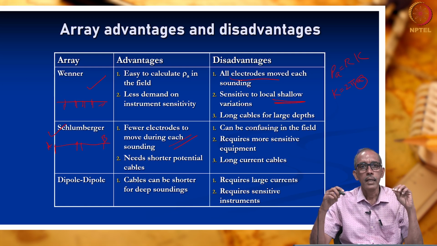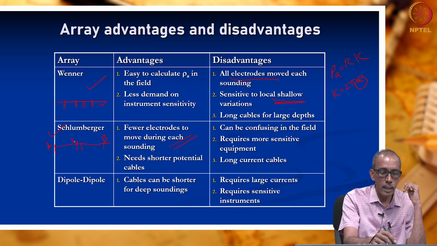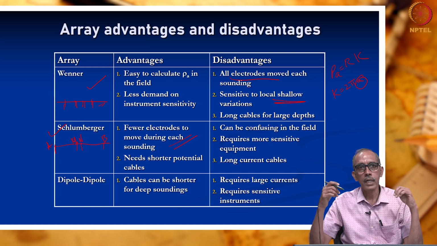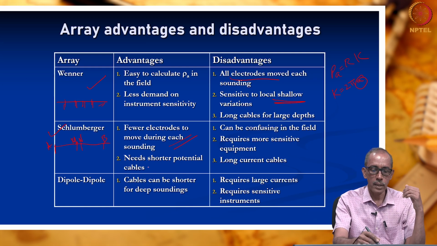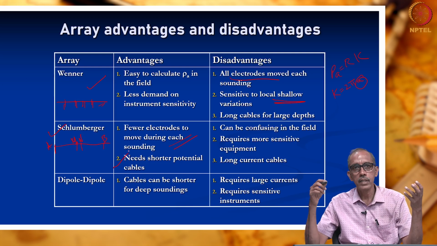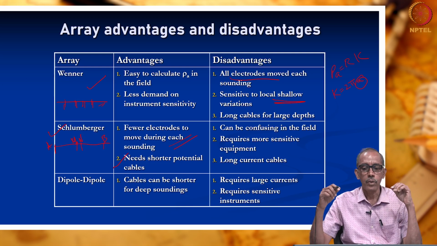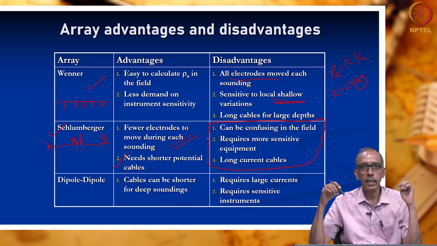Then, since we are going to keep these M and N electrodes very close to each other, shorter potential electrode cables are sufficient, right. That is the second advantage. So, it is sufficient to have shorter potential electrode cables. Then on the other side, what are all the disadvantages? So, these are the disadvantages.